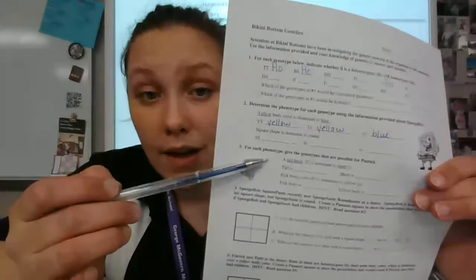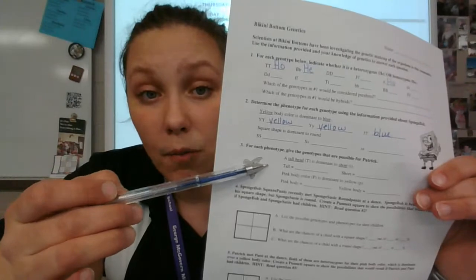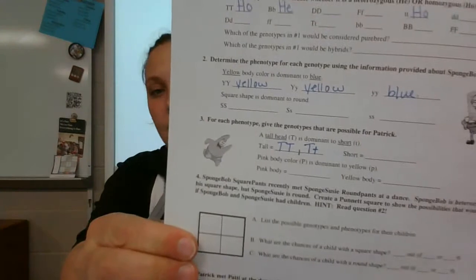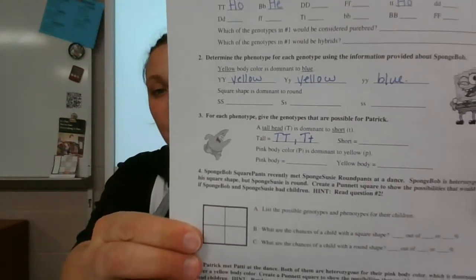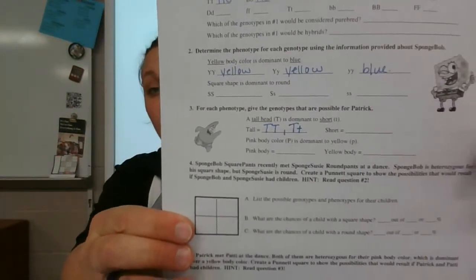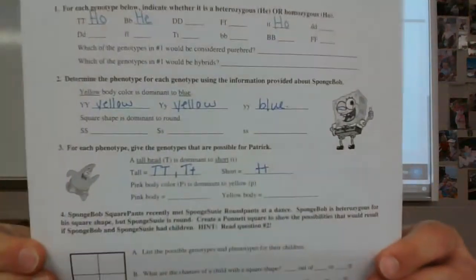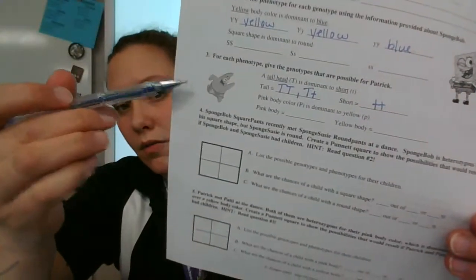Well, tall is dominant, so we need a capital T in there somewhere. So there's 2 ways that we can do this. His genotype could either be 2 capital T's, or it could be a capital T and a lowercase t. And if he ended up having a short head, there's only one genotype that it could be. And it's 2 lowercase t's. I'll have you do the bottom one on your own for that.